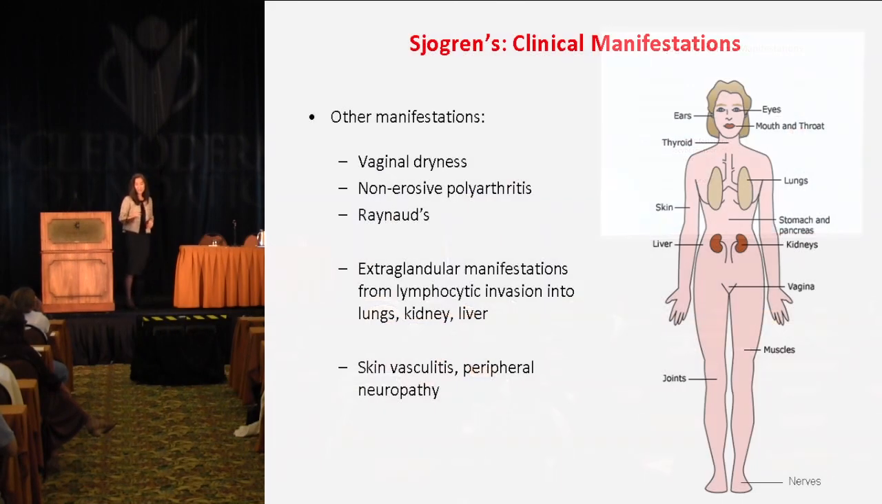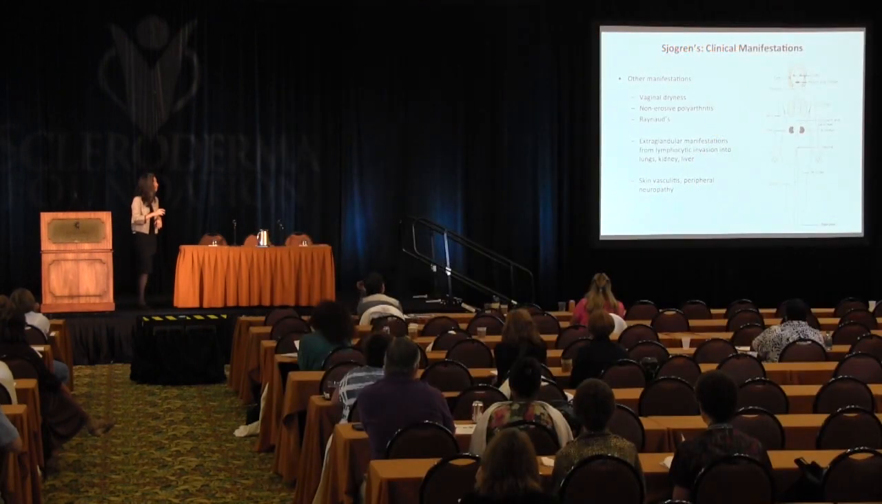There are other clinical manifestations of Sjogren's, which I won't take too much time to talk about, but importantly, not only can you get dry eyes and mouth, but very frequently patients will have vaginal dryness. You can get a non-erosive polyarthritis. This tends not to lead to the erosions like rheumatoid arthritis, but they can be very painful. Raynaud's can happen as well. And then you can get what we call extraglandular manifestations, so beyond the glands of the eyes and the mouth, where you get lymphocytic infiltration into the lungs, the kidney, and the liver, and that can cause some organ dysfunction. So it's important to be aware of that. And you can also have skin vasculitis, even peripheral neuropathy.